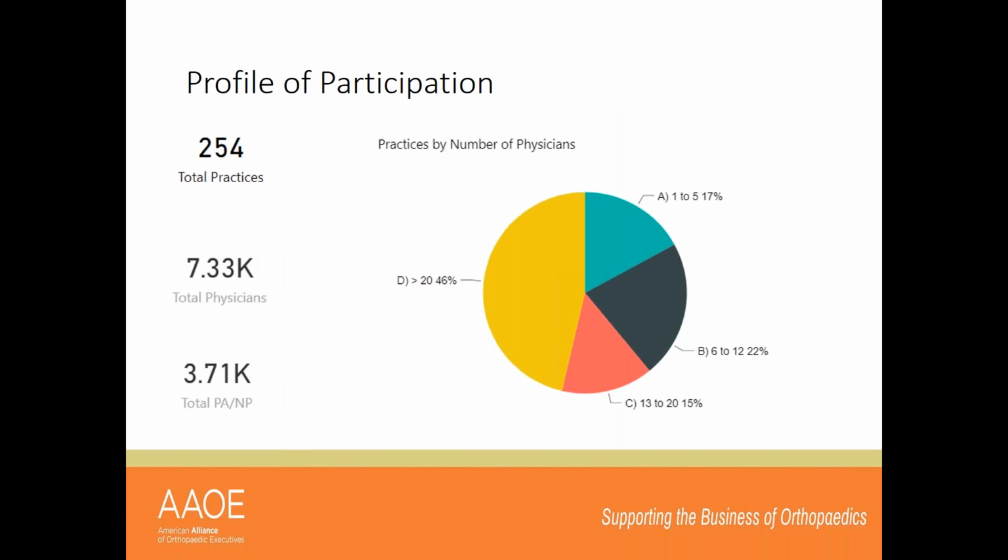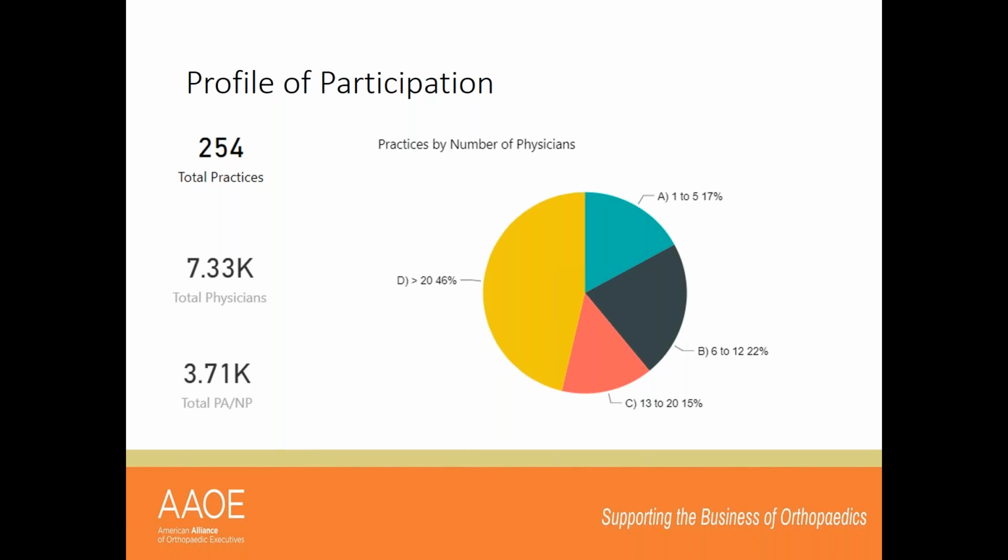One of the things with AOE is it's a substantially large benchmarking opportunity specifically for orthopedics. It represents, in this portal, we have over 250 practices, over 7,000 physicians, over 3,000 mid-levels. The pie chart on the right is a breakdown of the practice sizes. This is a good representation of AOE.